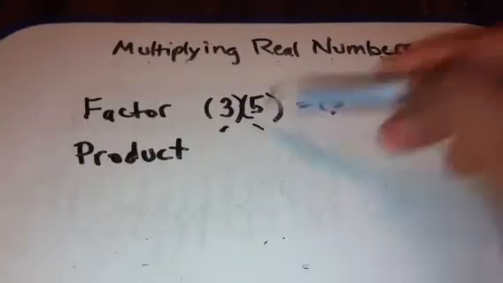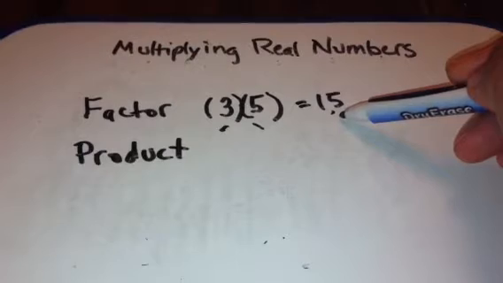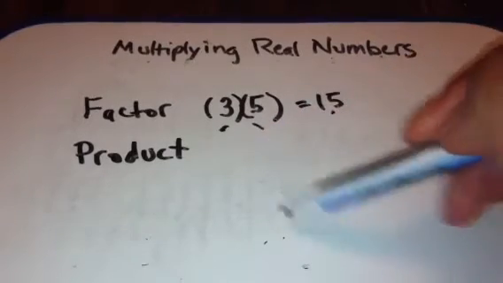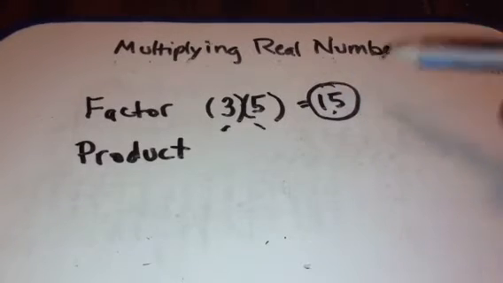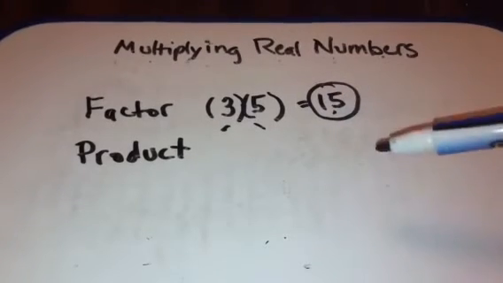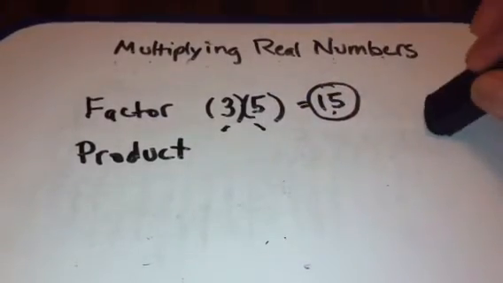So any numbers that are multiplied together that lead to the product would be the factors. And of course the product is basically your answer. It's the result of multiplying 2 or more numbers together. Okay.